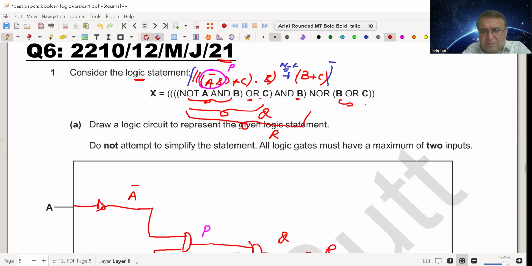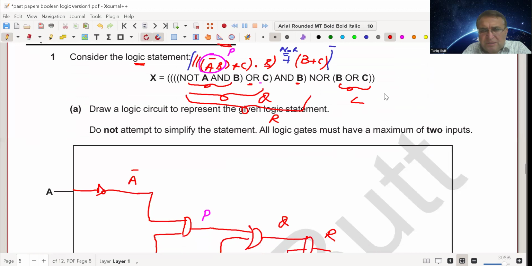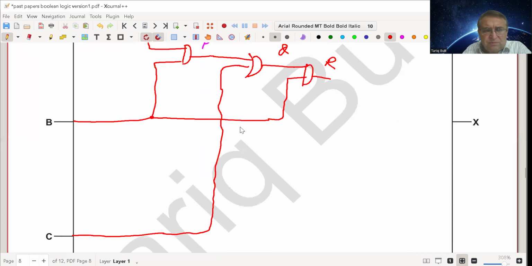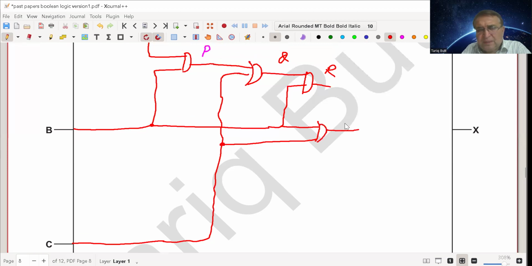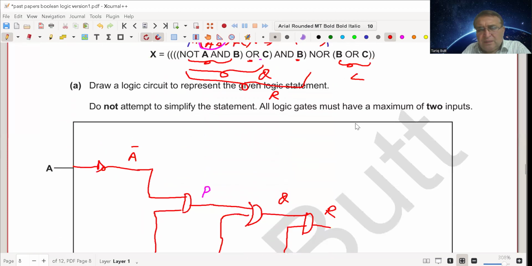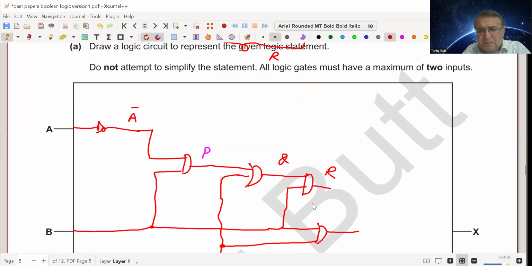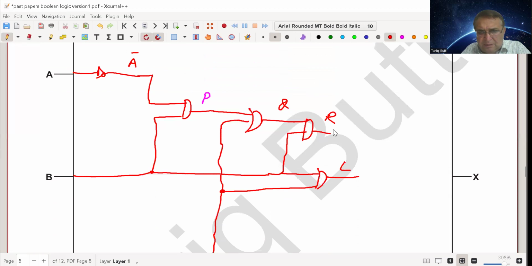And then B or C, for instance, we just call L. B or C. So B is this, C is this. This sub expression B or C, let's call this L.